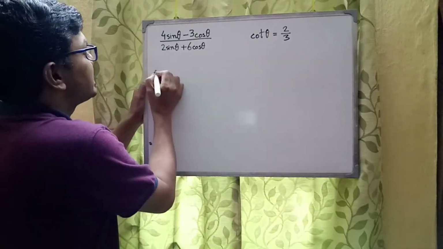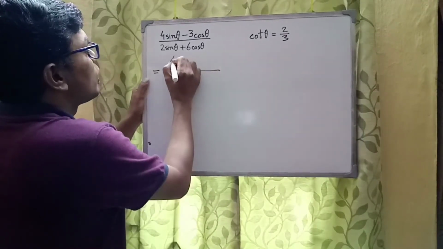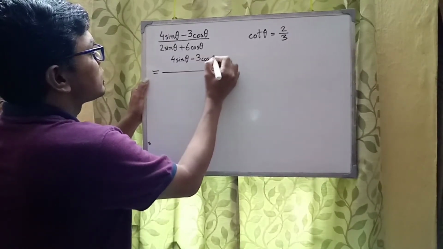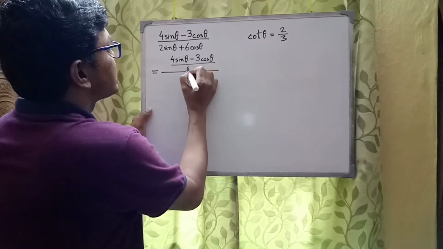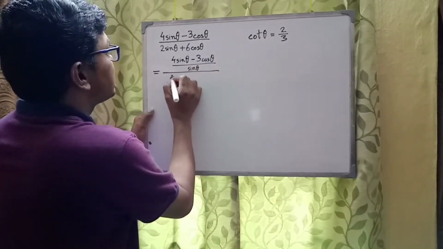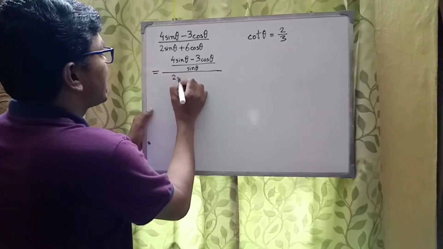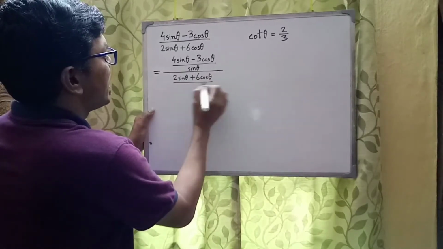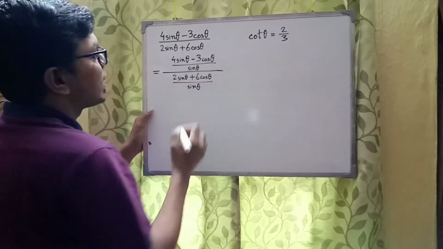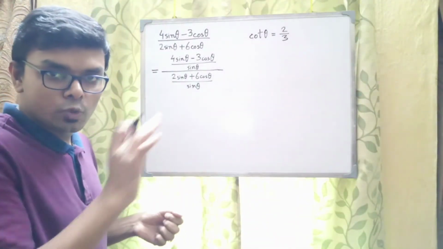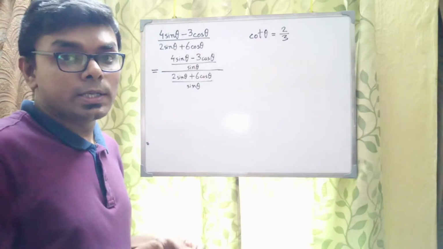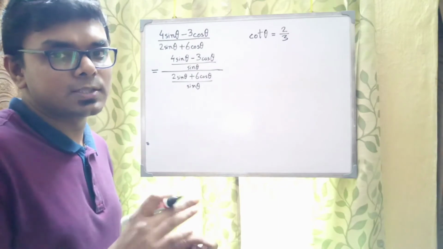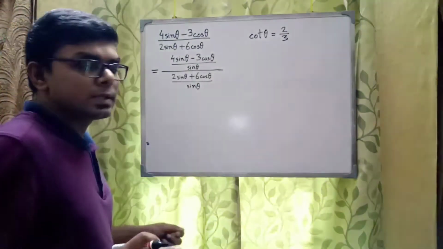So let's do that. This can be equal to (4 sin theta minus 3 cos theta) by sin theta, and (2 sin theta plus 6 cos theta) by sin theta. Now one thing must be kept in mind: whenever we divide both the numerator and denominator by a certain quantity, that quantity should be non-zero. Here we are assuming that sin theta is not equal to 0, that is theta is not equal to 0 degrees. So we are dividing by sin theta.